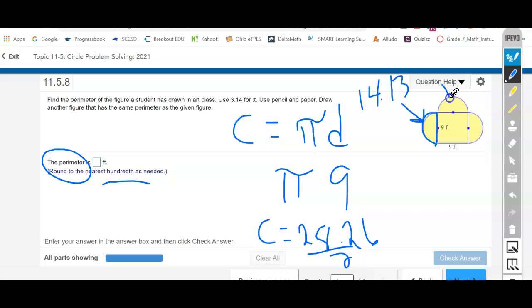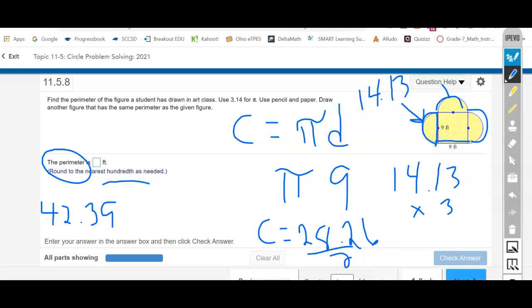So that's 1. I got 2, 3 of those arcs. So 14.13 times 3, times all 3 of them. All 3 of those arcs give me 42.39. But I'm not done yet because I just got around the 3 arcs. I still have this 9-foot section right there that I have to add to it. So let's add 9. That gives me a grand total of 51.39.